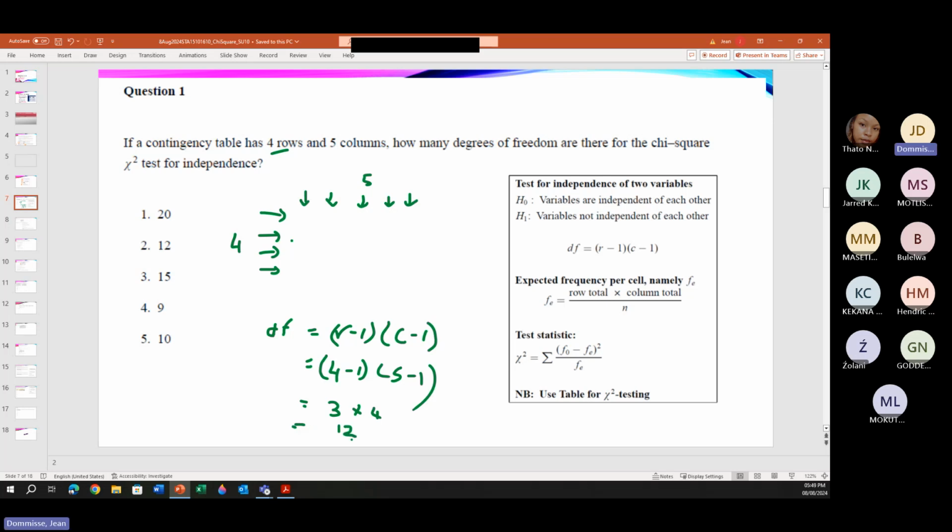Okay, so you can also see they've got a few different options. If you said 4 times 5, there was the answer. If you said 4 plus 5, there's the answer. But it's 4 minus 1 times 5 minus 1. So the answer is 12.